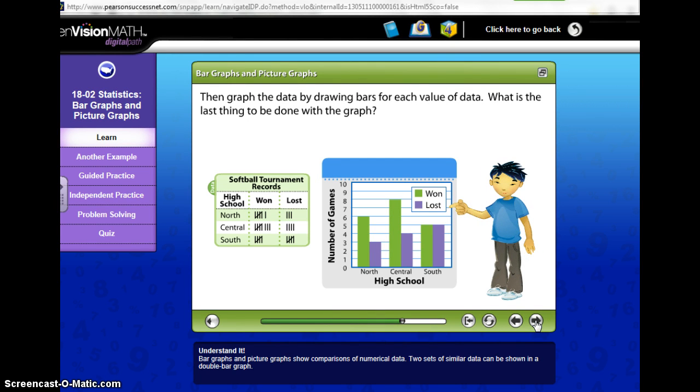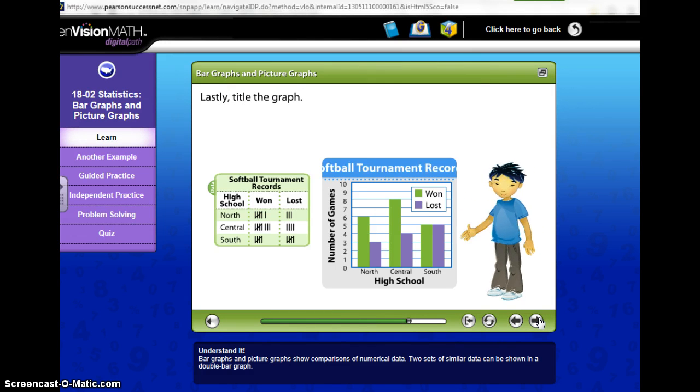There we go. Now keep in mind, if you put the green bar on the left side, it has to be on the left side for all of them. You wouldn't want to put the green bar here, here, and here. It needs to stay consistent. Last, we have to put a title on every graph we make, no matter what kind it is. Softball Tournament Records is the title that they chose.